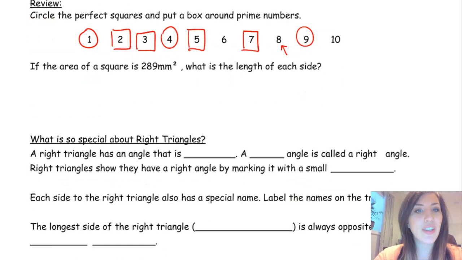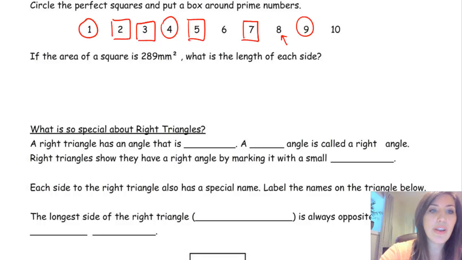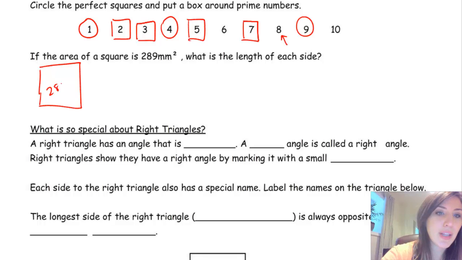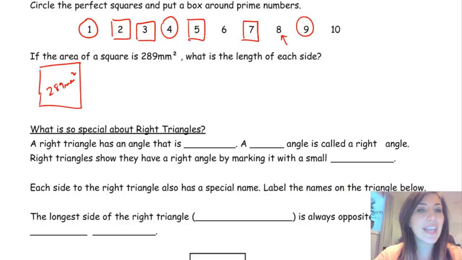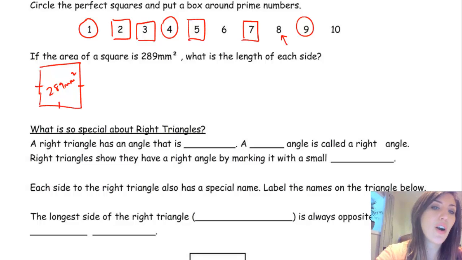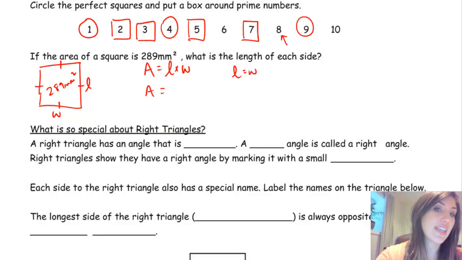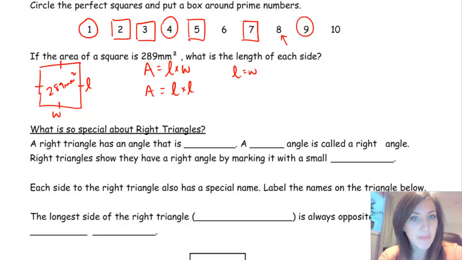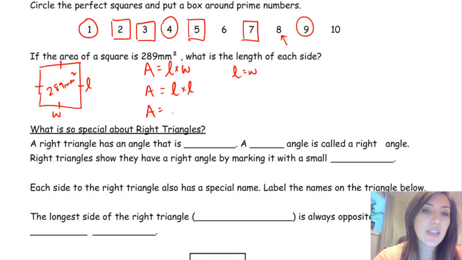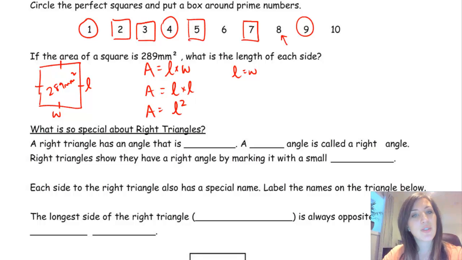Alright, and you already know as well about area, and so if the area of a square is 289 millimeters squared, what's the length of each side? Well, we know that for a square all the sides are the same length. So we'll call this length L, and we know that area equals length times width, but if the width and the length are the same, then we can just say the area equals length times length. So here, area equals something times itself, which can also be expressed as squared.